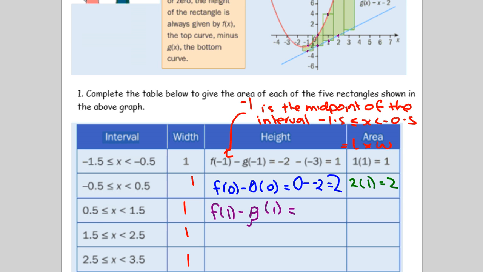So that's f of 1 minus g of 1. They've given you a nice one. You could have subbed 1 into the equations and calculated it, but they've given you a nice one so you can just look at them. So 4 minus, did you get -1? Yes. So that equals 5. And then it's 5 times 1.